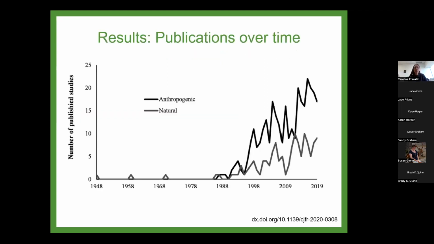This graph is showing the number of publications over time. We have the year of publication on the x-axis, and on the y-axis, we have the number of published studies. As we would expect, the number of published studies has gradually increased over time, which is great, although we do still see this discrepancy between anthropogenic and natural edge studies. There still appears to be a lot more anthropogenic edge studies as opposed to natural edge studies.